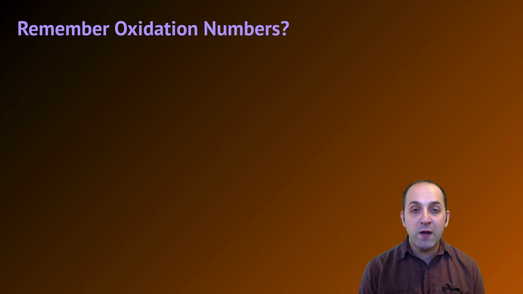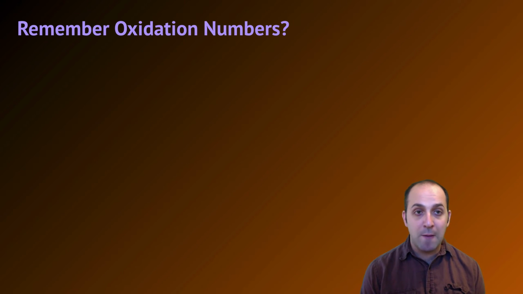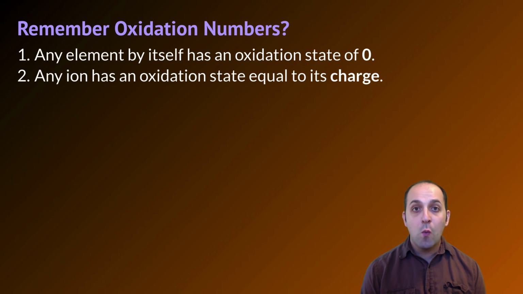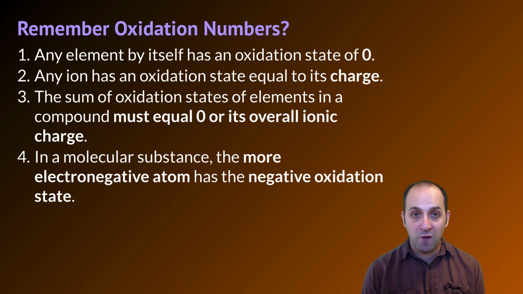So before we get too far into redox chemistry, we need to remember and refresh our oxidation numbers. We talked about the first 4 of these rules back when we learned about redox reactions in Unit 8. I'm going to add 2 more rules to this list just to help you out, but these 2 extra rules are really not as important as the first 4.